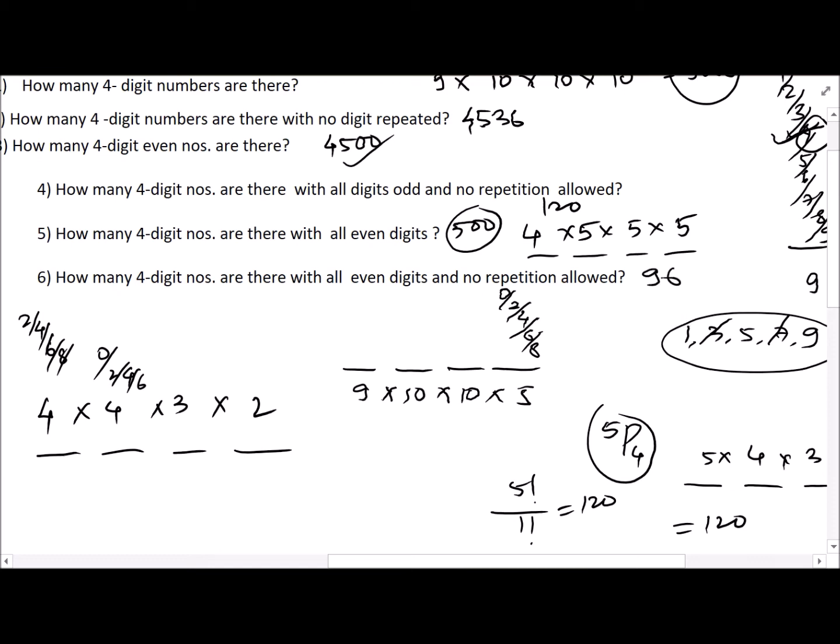Now there is a question for you as a homework. How many 4-digit even numbers are there if repetition is not allowed?